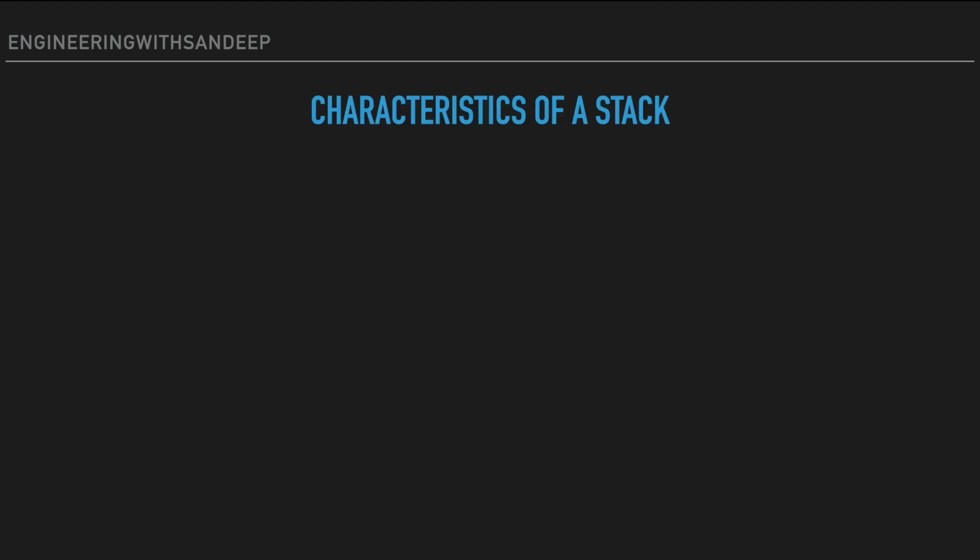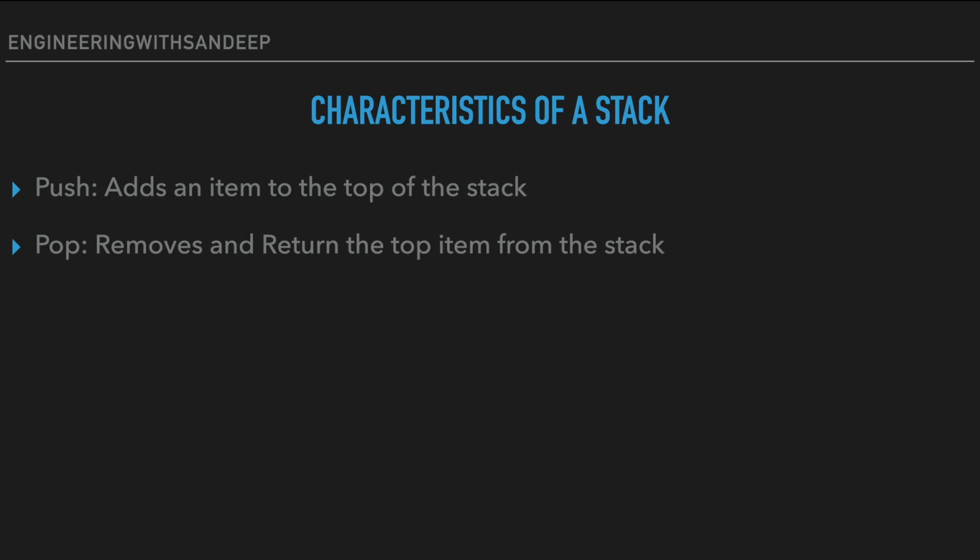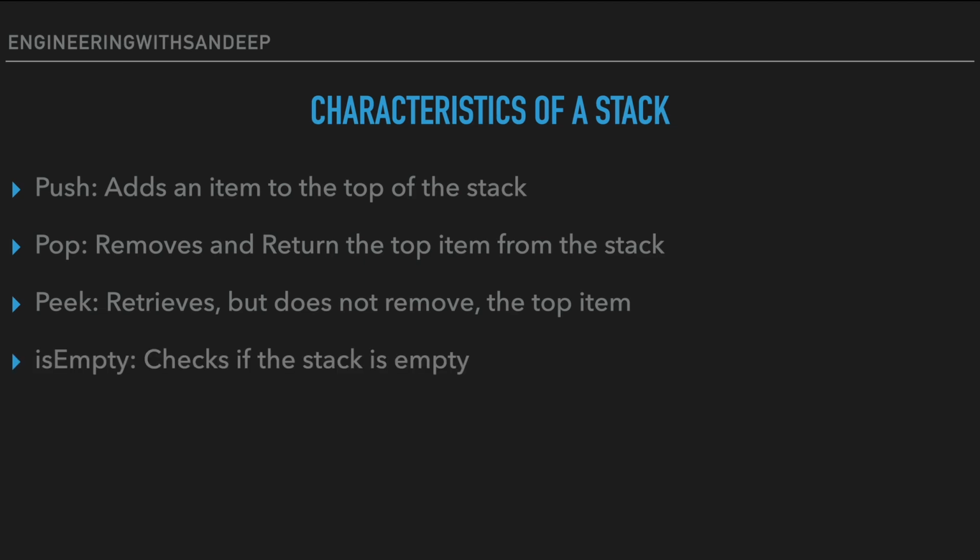Now let's study the characteristics of a stack. A stack consists of a push method which adds an element to the top of the stack. It also has a pop method which removes and returns the top item from the stack. A peek method is used to retrieve the top element from the stack, but it does not remove it. And additionally, there is an isEmpty method which checks if the stack is empty.